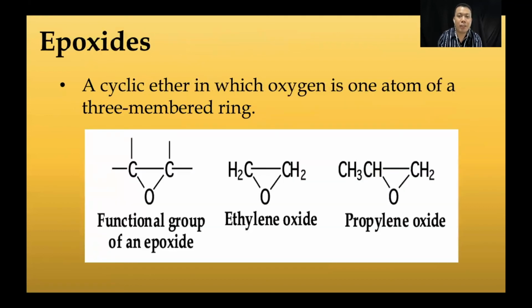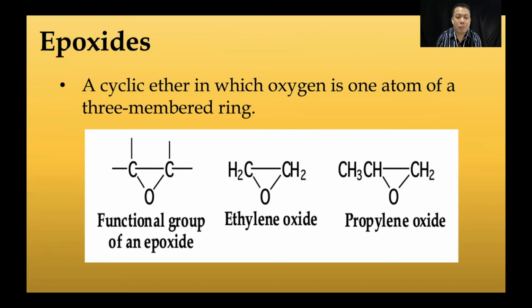So let us talk about epoxides. It is a cyclic ether in which oxygen is one atom of a three-membered ring. Only the three-membered rings are known as epoxides. Others may be called cyclic ethers.